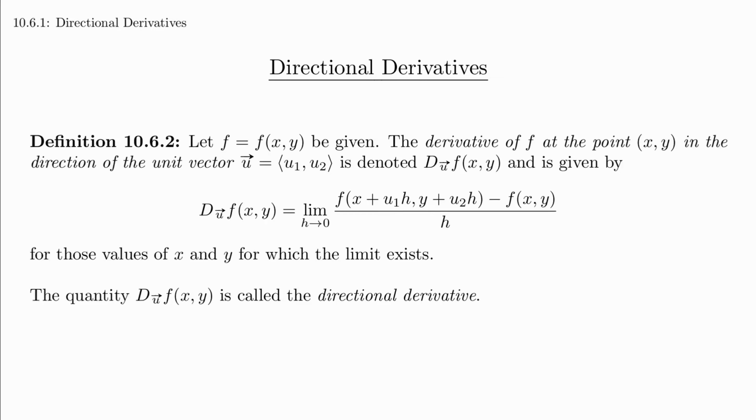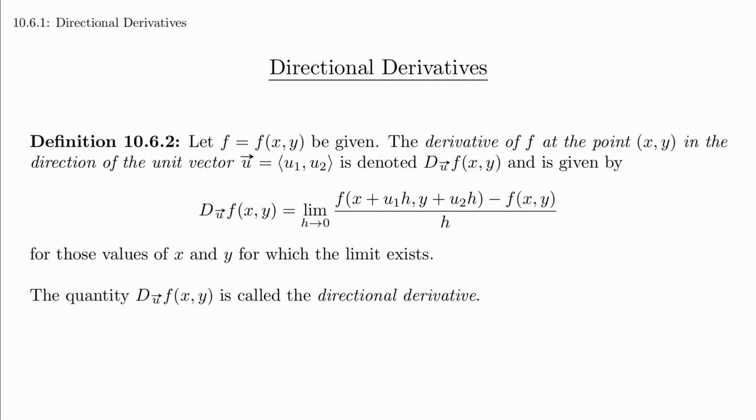Definition. Let f of x, y be a function. The derivative of f at the point x, y in the direction of the unit vector u is denoted as D sub u of f of x, y, and is given by this formula for those values of x and y for which the limit exists. D sub u of f of x, y is called a directional derivative. This gives us the slope of a function when moving in the direction of u.